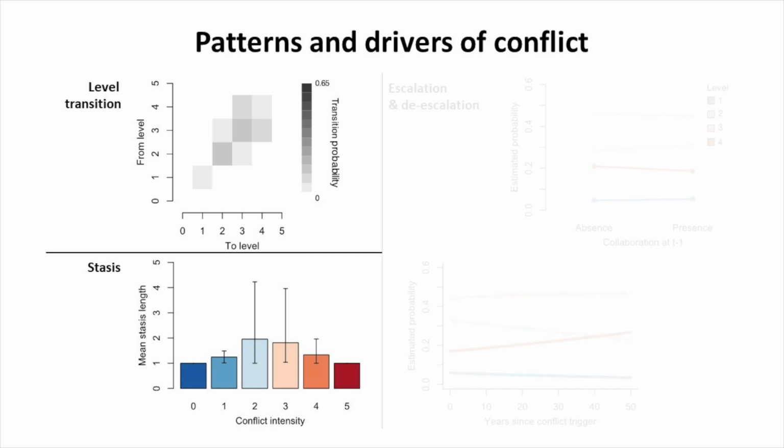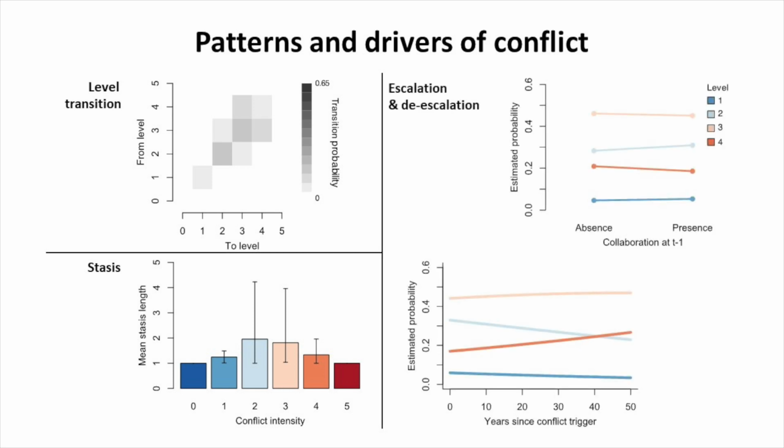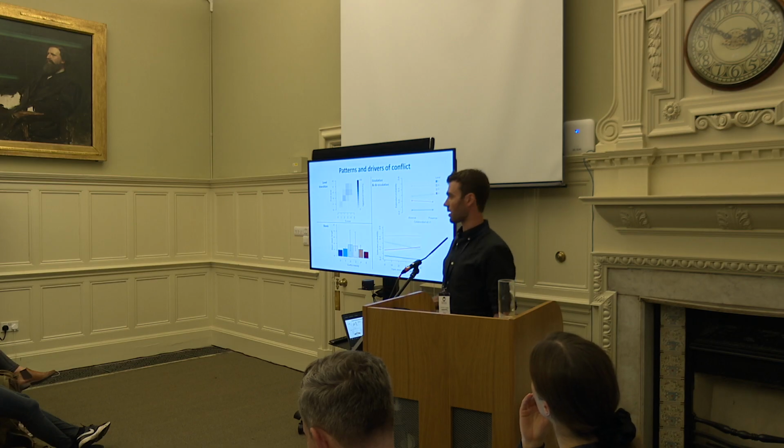You can also start including covariables and seeing whether the collaboration at one time step, these are very weak slopes, but some of them are significant, whether if there is collaboration at time t minus 1, that influences the de-escalation, for example, or you can look at if a conflict lasts for a long time, whether that's going to influence the probability of de-escalation or escalation.